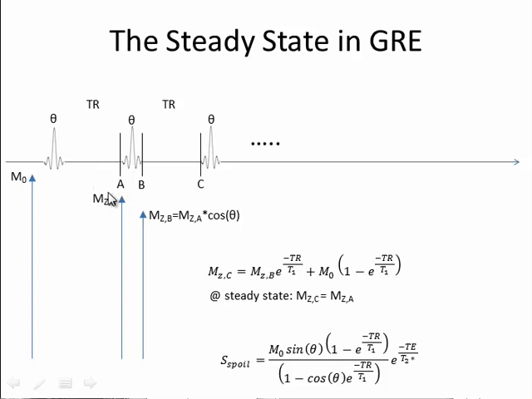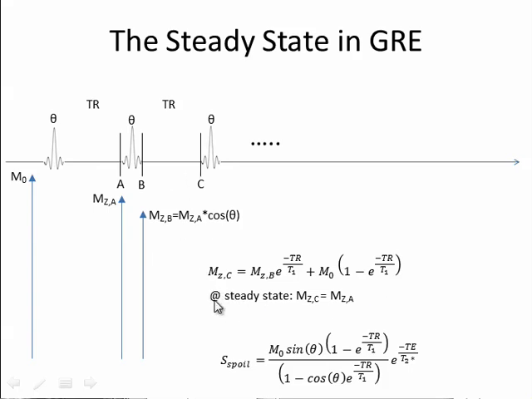If we consider MZ at point A, at point B we have MZB equals MZA times cosine of theta, where theta is the flip angle. And from B to C, we have, of course, T1 relaxation. So MZ at C is given by this equation, which you've seen before.